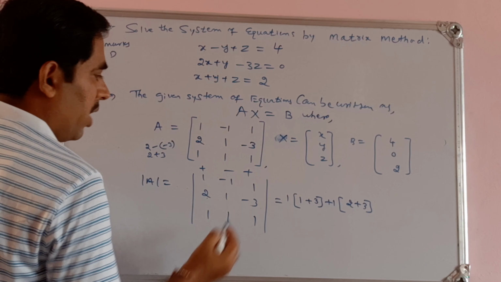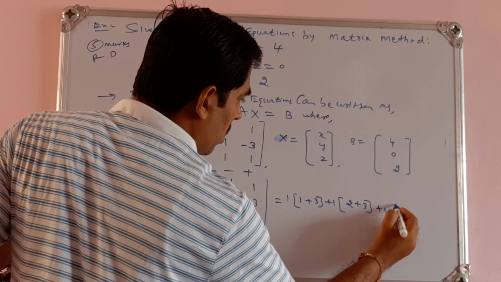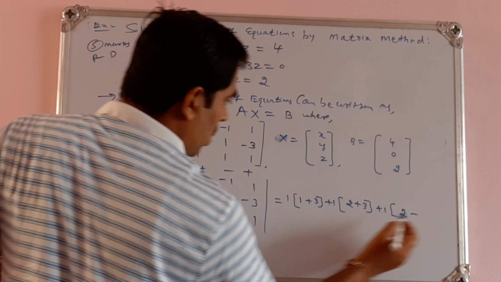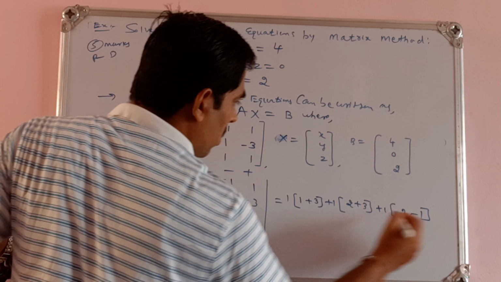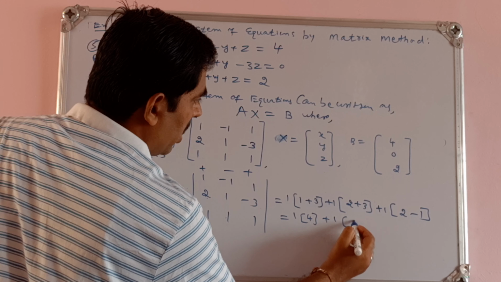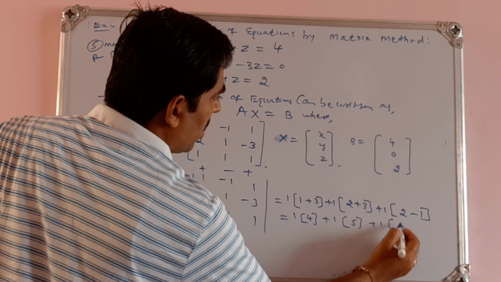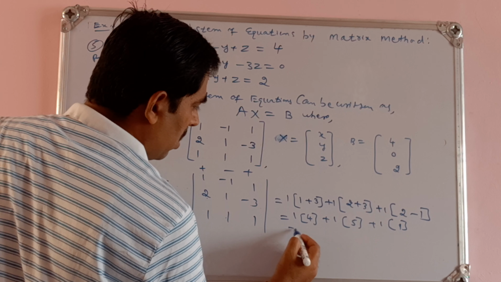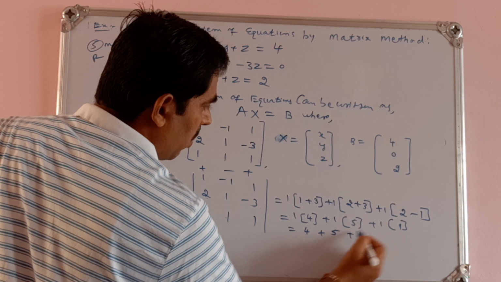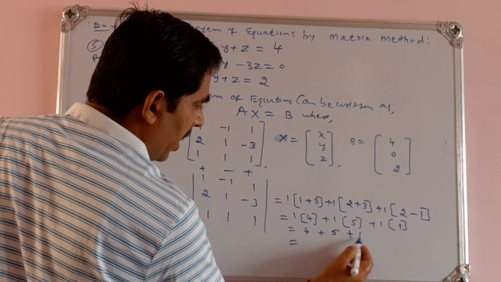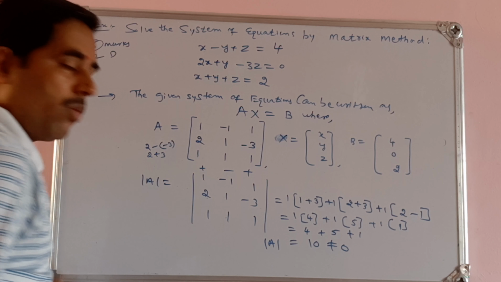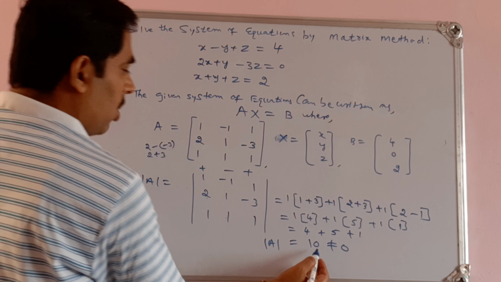Here you have to be careful. Plus 1 into, leave this column and this row. 2 into 1, that is 2. 2 minus 1 into 1, that is 1. Then 1 into 1 plus 3, 4. 1 into 2 plus 3, that is 5. Plus 1 into 2 minus 1 is 1. So 1 into 4, 4. The product 5 into 1, 5. 1 into 1, 1. So 4 plus 5, 9. 9 plus 1, that is 10. So it is not equal to 0. The value of the determinant of A is non-zero.